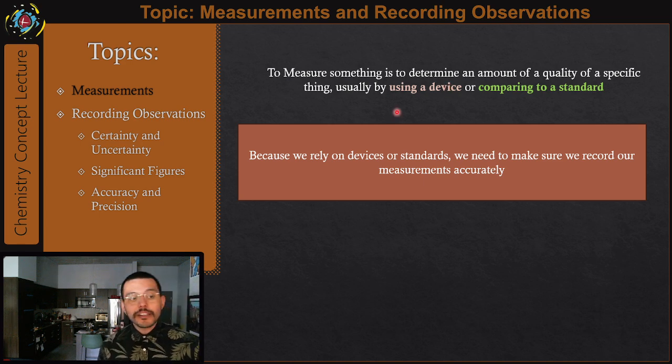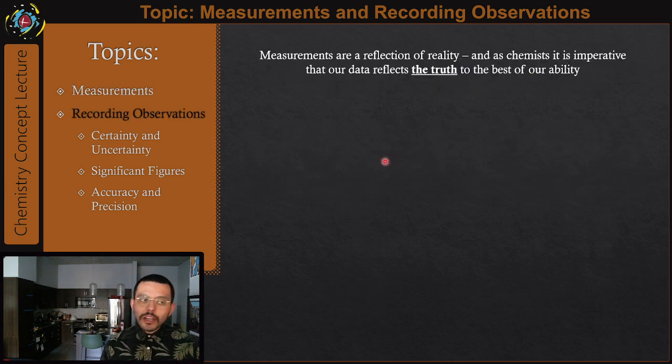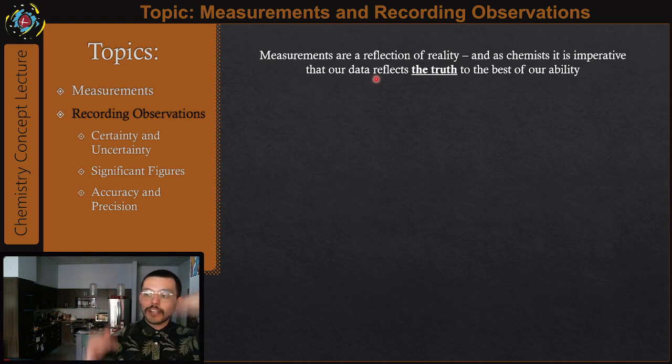So because we rely on devices or standards, we need to make sure that we record our measurements accurately. Why? Well, because measurements are a reflection of our reality. Every time you take a measurement, whether that person that was 5'4", that is how tall they are. That's how much physical space they take up in the Y direction in the real world. There is truth to that. So we need to be able to show the right number. The same way that I wouldn't say that that 5'4" person would be 5'6", I can't say that they're 5'4.5" unless my measurements actually tell me that.